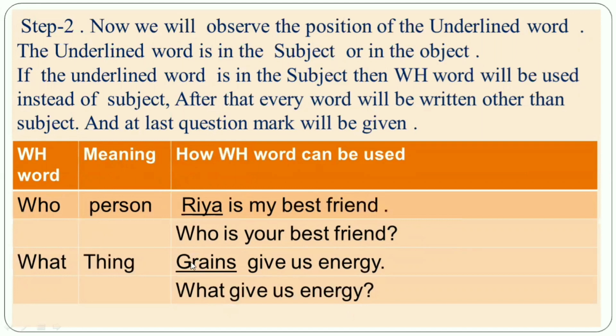So again, another one, grains give us energy. So my student, here underlined word is grains. It indicates the things. That's why the WH word used here is what. So write here what, and then it is said before that all the words will be written other than the subject. So right here, give us energy. So here, what give us energy? And at last you will write the question marks. Okay, my dear student.